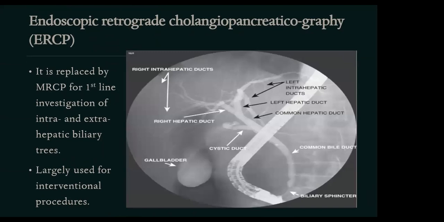ERCP is being replaced by MRCP. The only role of ERCP is that it is reserved for therapeutic cases. This is the endoscope, which is passed from the stomach to the duodenum. And here the contrast is given. Here we can see the biliary sphincter, the common bile duct. This is the cystic duct, and this is the common hepatic duct, the right and left hepatic duct.